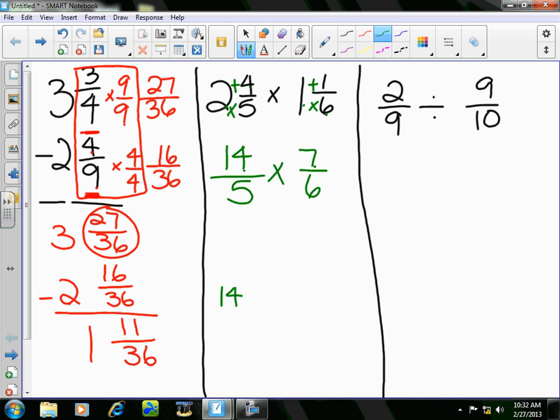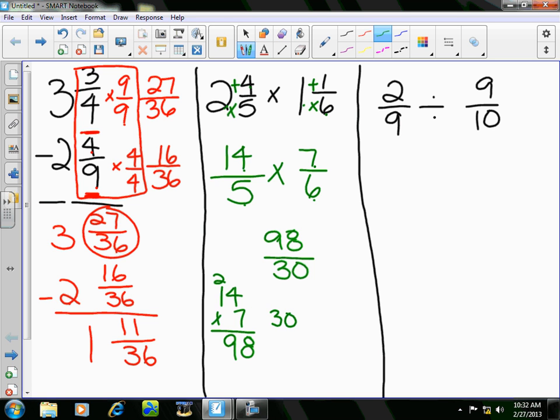Now I'm not somebody who likes to do math in my head. So 14 times 7: 4 times 7 is 28. 7 times 1 is 7. Plus 2 is 9, equaling 98. 6 times 5 is 30. Can you leave it as an improper fraction? No, you have to do some more work.